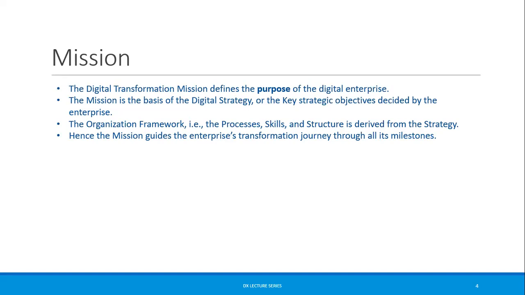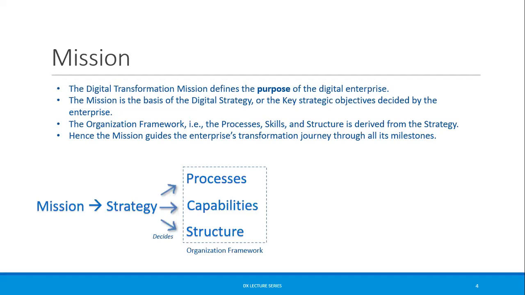The organization framework, that is, what is internal to the organization, the processes, skills and structure, is also derived from the strategy, and the strategy in turn is derived from the mission, as we see here. Hence, the mission guides the enterprise's transformation journey through all its milestones. So it's clear that the mission defines the strategy, which defines the processes, the capabilities and the structure of the organization, which is why the mission is very important in guiding the enterprise's digital transformation, or any other kind of transformation, through all the milestones it has set for itself. Of course, the external milestones depend on the mission because that's what defines your external purpose, but also the internal ones.